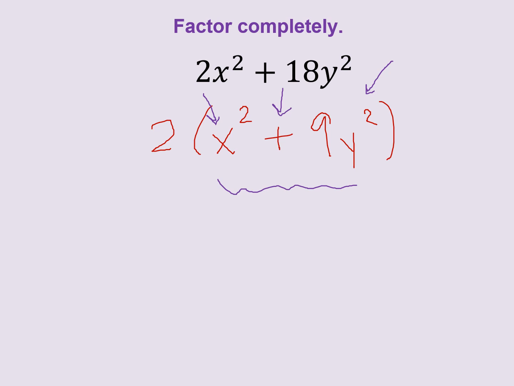Now, some people might be inclined to write prime because it can't be factored. However, we have already factored it into 2 factors. So this original problem was in fact factorable. It had a greatest common factor. We're done.